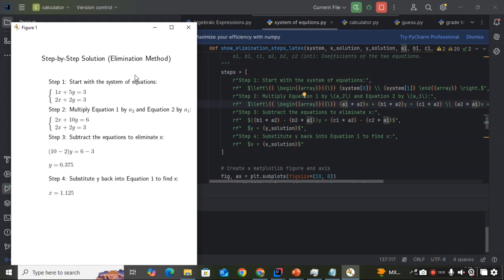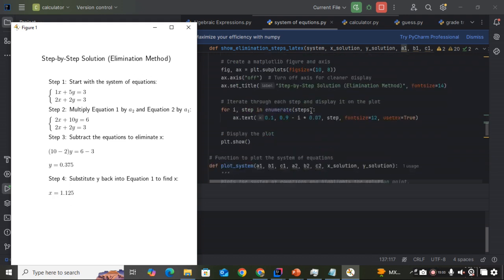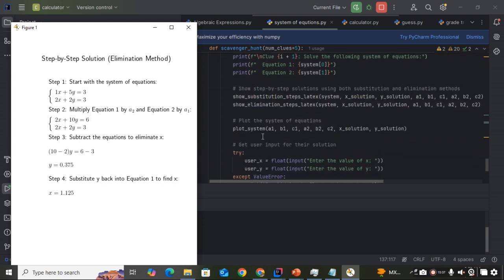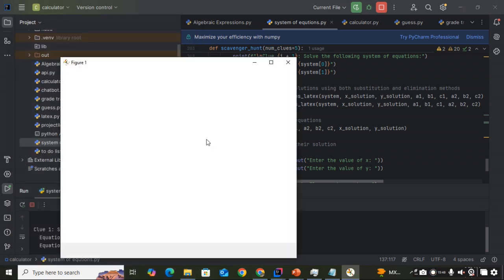Okay, so what will happen if we close that? In the main program, after we presented the substitution steps in LaTeX and elimination steps in LaTeX, all we need to do is to plot the system. So we expect a plot now. Let's try to see if there's a plot.